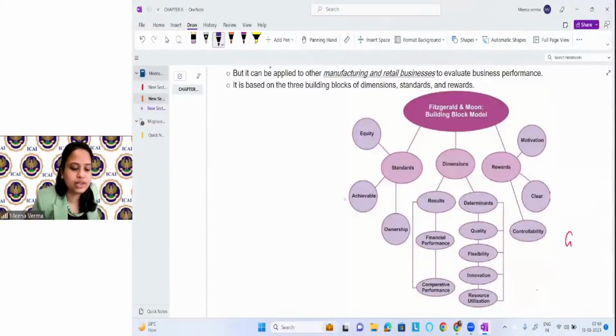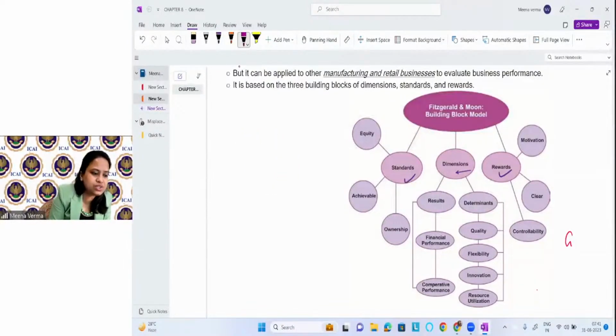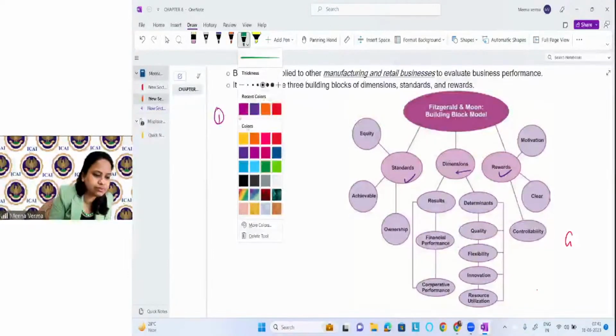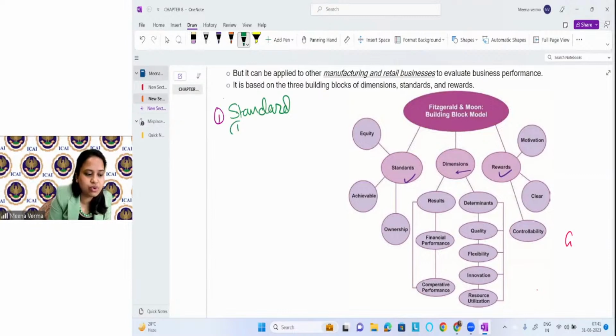Now, see, just remember the model as I told you earlier also. First see where they are focusing: standards, dimensions, reward. In case of standard, where are they focusing? They're focusing on equity. They're focusing on achievable.